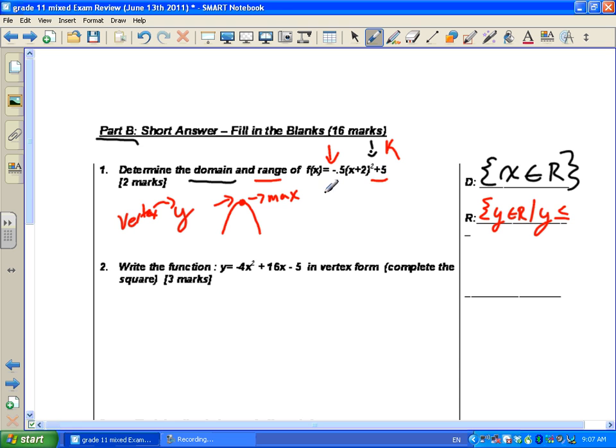So because it is positive 5, you notice our vertex is negative 2 and positive 5. Because it's positive 5, y is less than and equal to positive 5. That's what affects our range. So only if the reflection goes up or down and the k value are the only 2 things that are going to affect the range of our parabola.